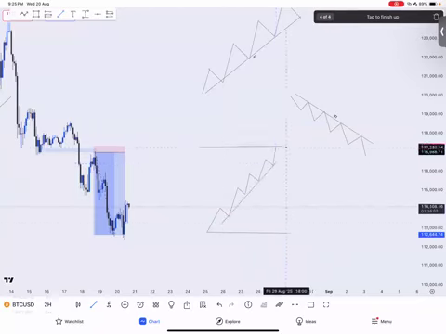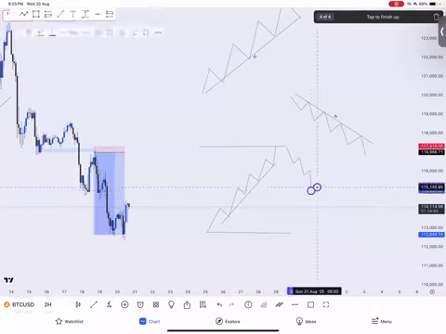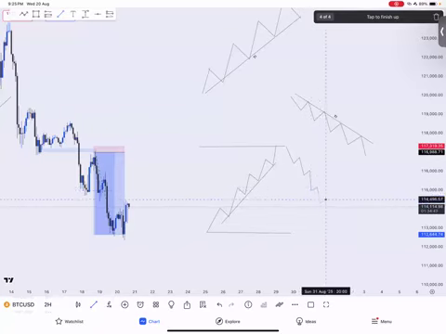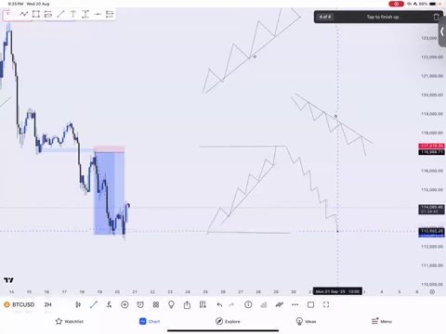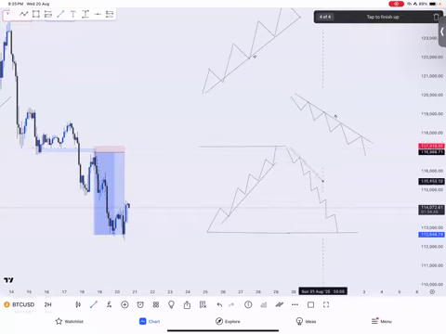Or price is moving from this point to this point and it's giving you lower highs and lower lows, lower highs and lower lows, to approach this level here. That means there's going to be trendline liquidity accumulated on the upside of this chart here.